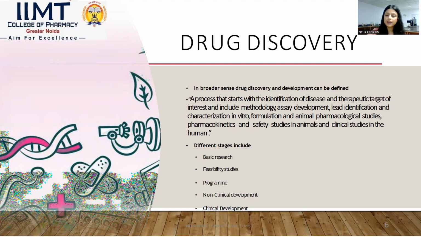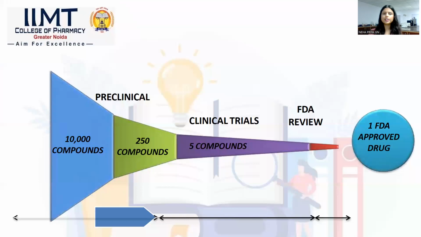To elaborate that, I'll show you a graph. For example, there are like 1,000 compounds for a certain disease, out of which only 250 compounds will be able to cross the preclinical trials, and out of which only 5 compounds will be able to overcome the clinical trials, and only one drug will be approved. So it is a very lengthy process.